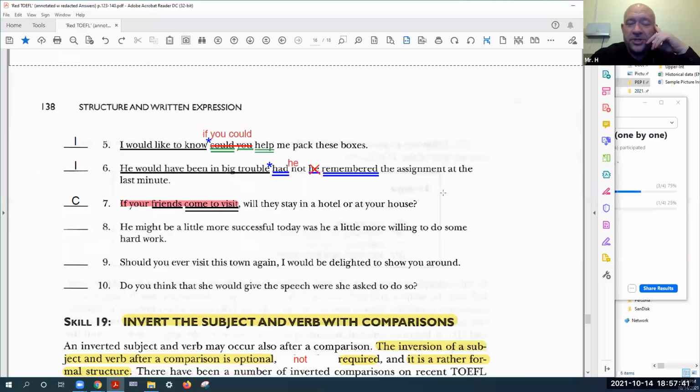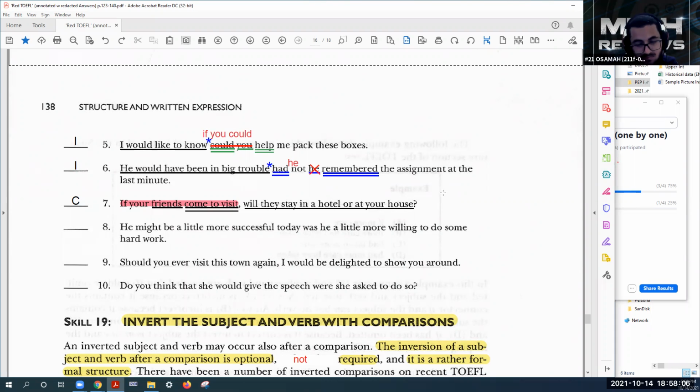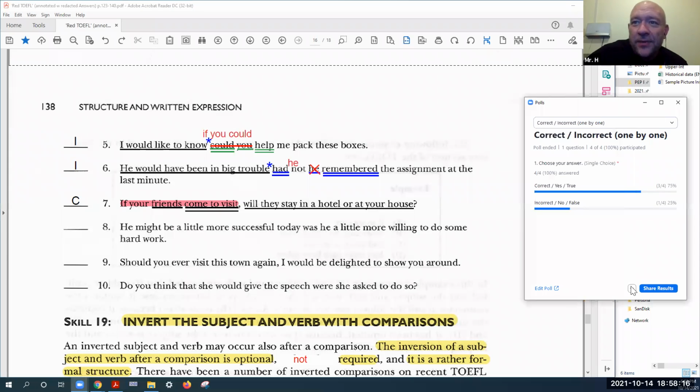Yeah, there's the main clause. But guess what? This example is correct. Why? After the comma, what comes after the comma? Will they stay in a hotel? A question. Ah, that's why we reverse it. That's right. We invert on the right side because it's a question. I didn't see the question mark. Ah, and that's how you lose marks in the TOEFL. Next one, guys. Are you ready? Here we go. Number 8.